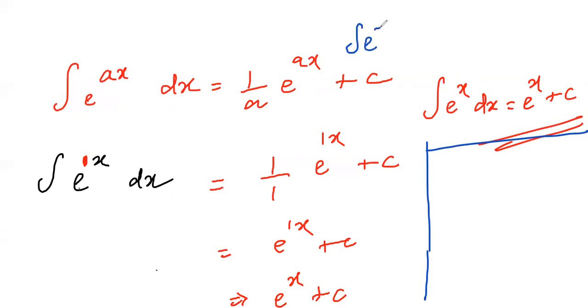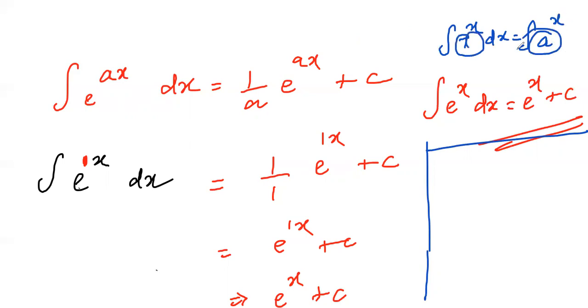In case you're having integration of e power 7x dx, then a is 7. So it's 1 by 7 e power 7x plus c. Ma'am, it's not like that. It is 7 power x e power x dx. No. For 7 power x, you cannot use this formula. For 7 power x dx, you have to use the a power x formula.